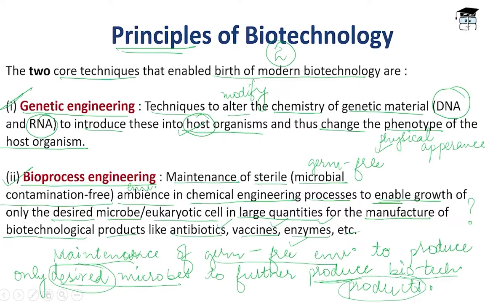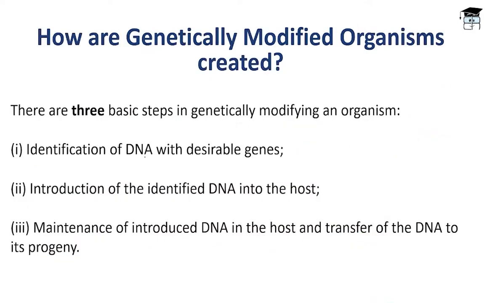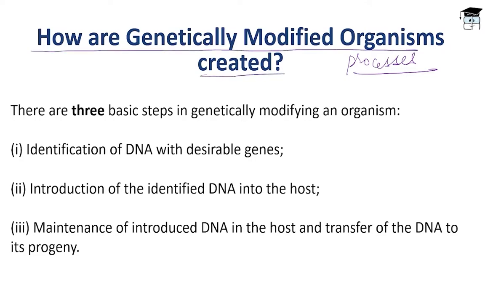Now, these were the two principles of biotechnology. Okay, now that we're clear with the definitions of two major keywords of the chapter, that are biotechnology and principles of biotechnology, let us now talk about the processes of biotechnology. Okay, starting with how are genetically modified organisms created.